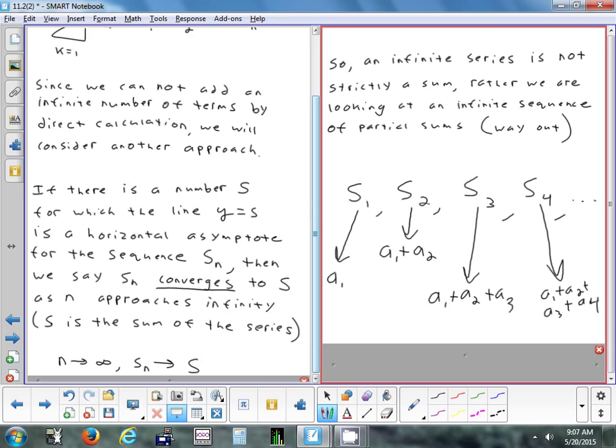Okay, so as we get further and further down that sequence, each term is generated by adding up more and more and more terms, essentially approaching infinitely many. Any questions on that idea? How you find your partial sums? We kind of did that yesterday.